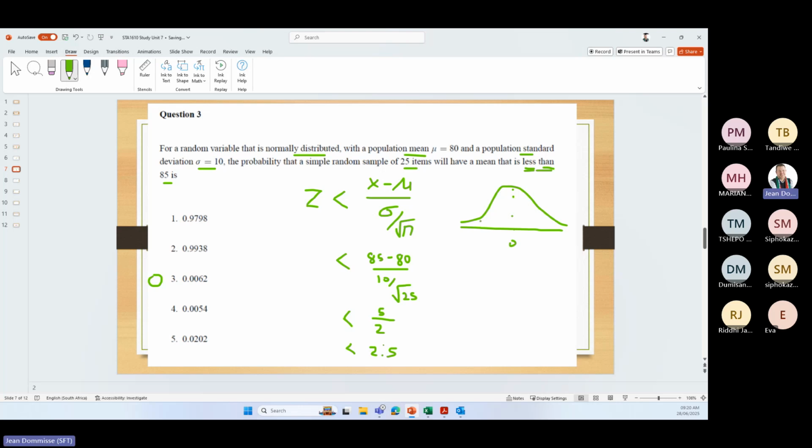I nearly make the mistake to go 2.5 on this side, but it's actually positive 2.5. And smaller. So we're looking at this whole area, which is quite a big area. So again, this will be something bigger than 0.5.